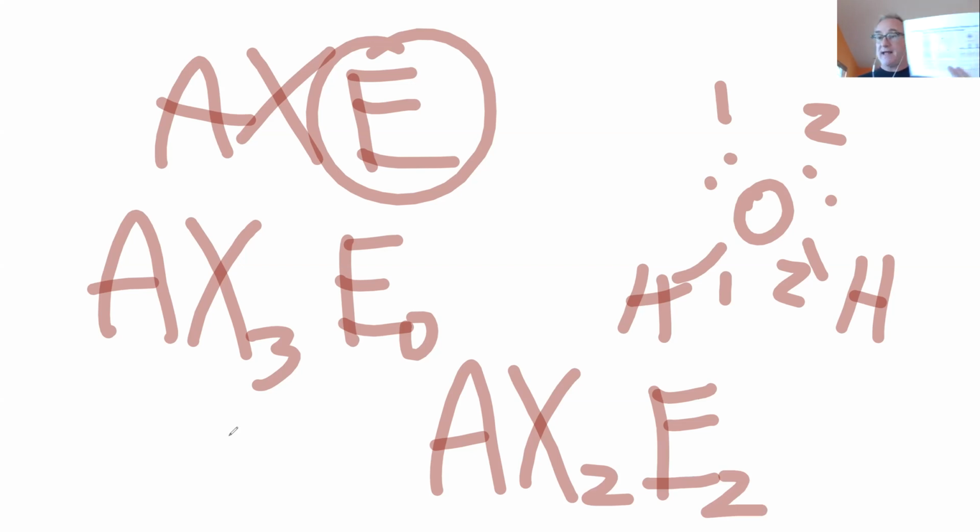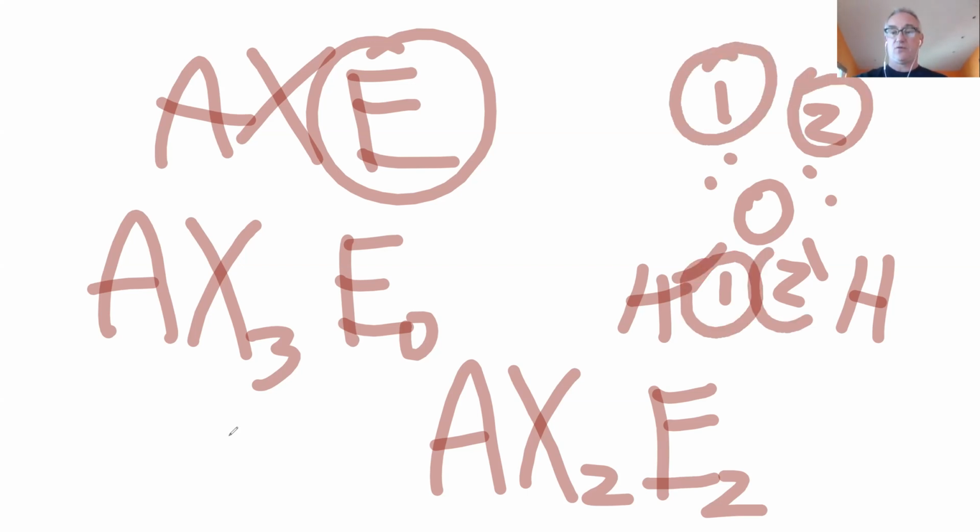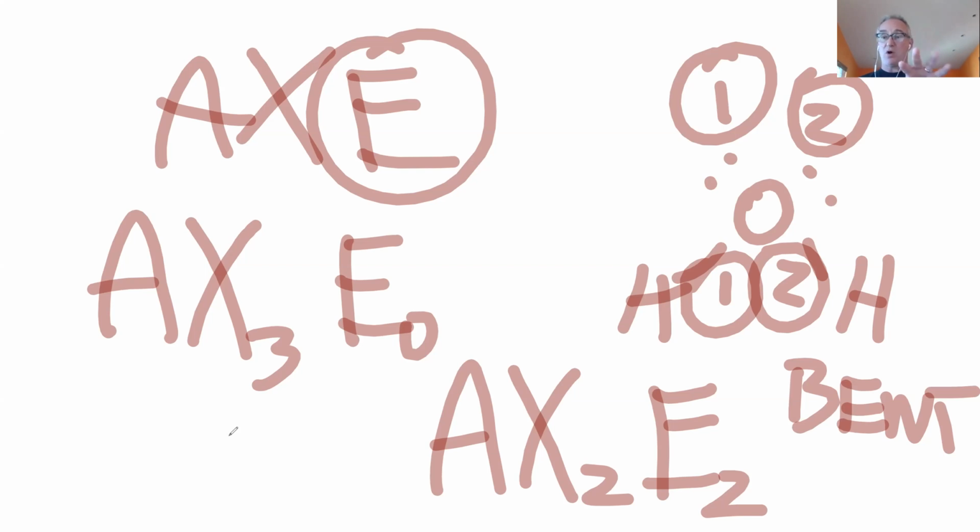So I go to my handy dandy table that I printed out, or have up on a window, and I see that since there's 4 regions of electron density, 1, 2, 3, 4, that means it's tetrahedral. The overall group that it's in is tetrahedral. But the shape of the molecule is not tetrahedral. The shape of the molecule is bent. Because when we look at the shape of the molecule, we don't consider the electrons. But the electrons influence the shape.